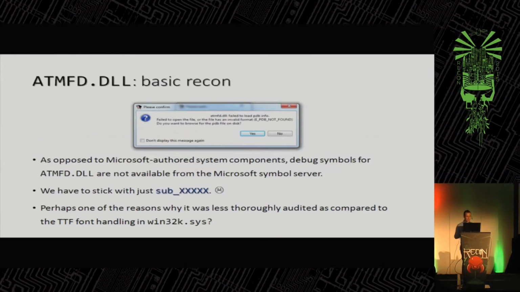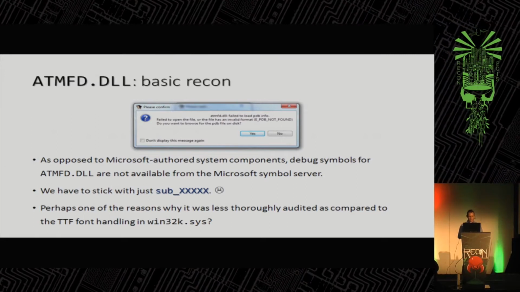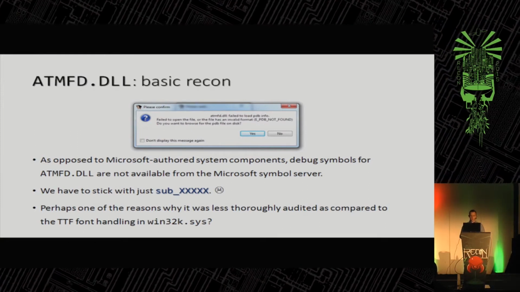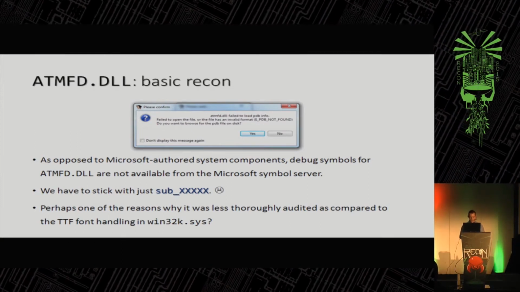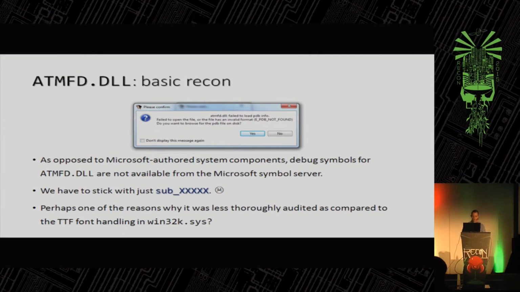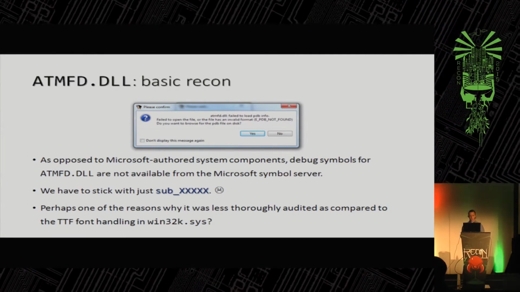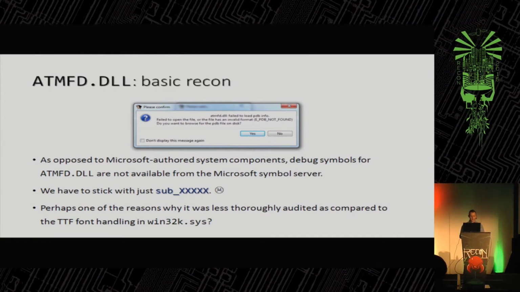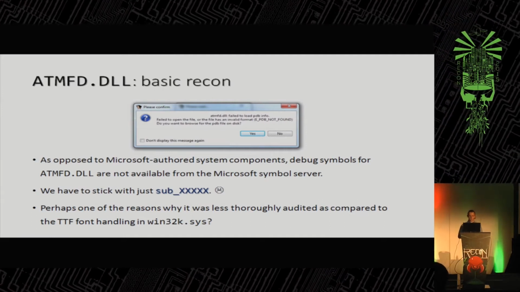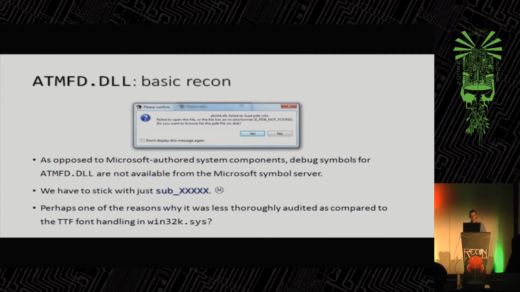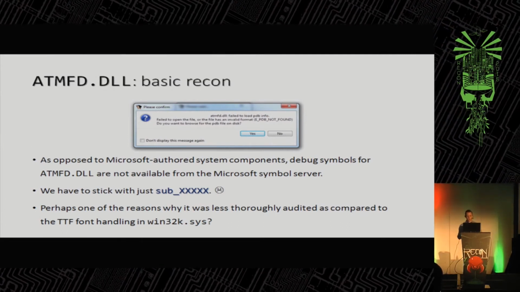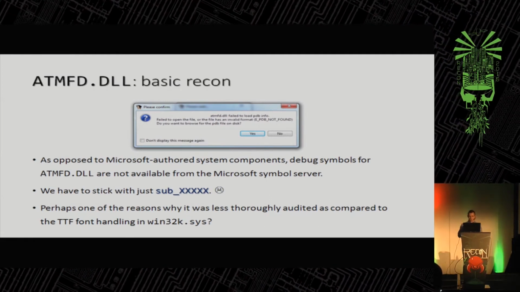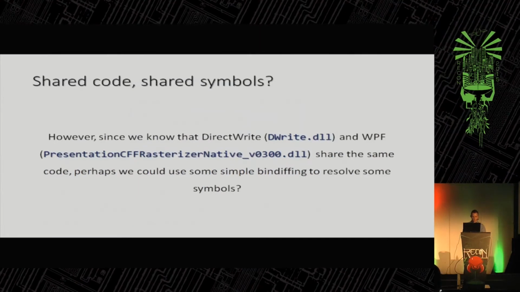So let's start with a quick primer into reverse engineering ATMFD. The first thing you see once you load it in IDA is that it doesn't have the symbols available from the Microsoft symbol server, because it's basically not Microsoft-authored code, so they don't make the symbols available. We unfortunately have to stick with unnamed names, sub and the address or whatever. So this is actually quite a bit of interesting information that we're missing. And I suspect that this might be a reason why it was less thoroughly audited compared to Win32k, which has all of the symbols available, because the entry bar is actually quite a bit higher.